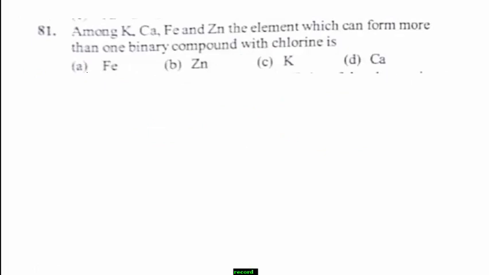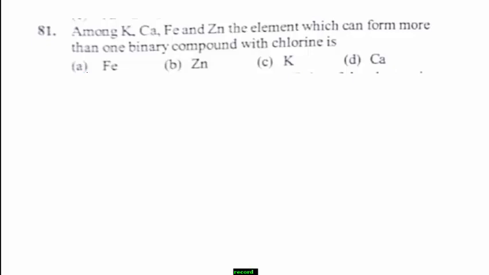Next, question number 81. Among potassium, calcium, iron and zinc, the element which can form more than one binary compound with chlorine is? Option A, iron. Option B, zinc. Option C, potassium. Option D, calcium.